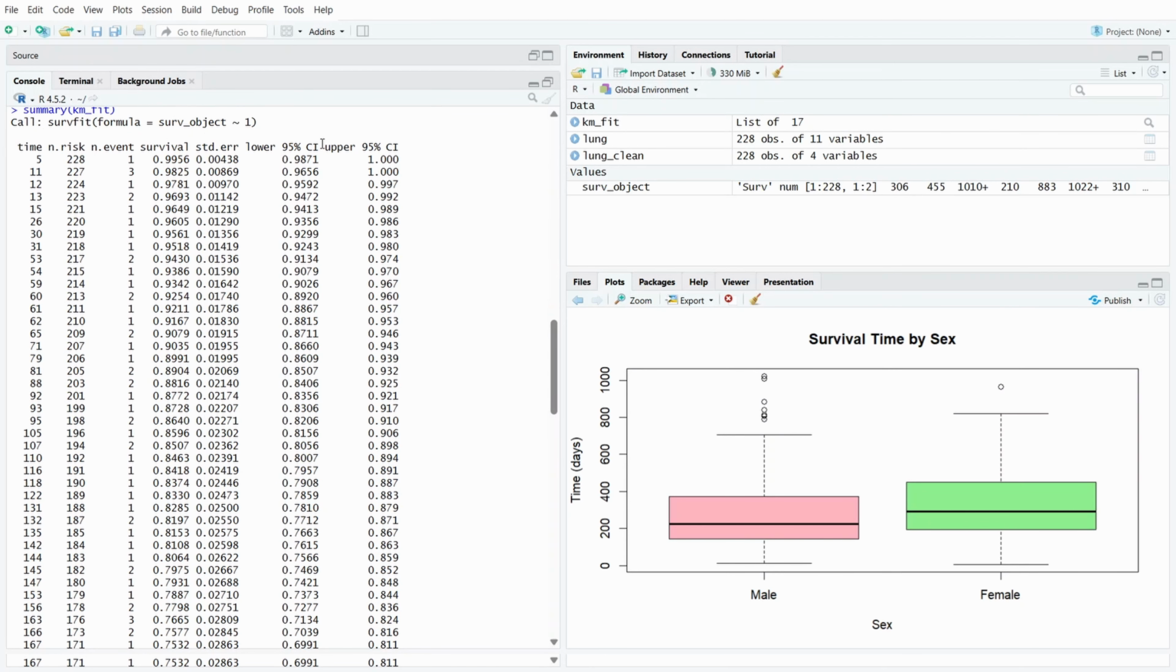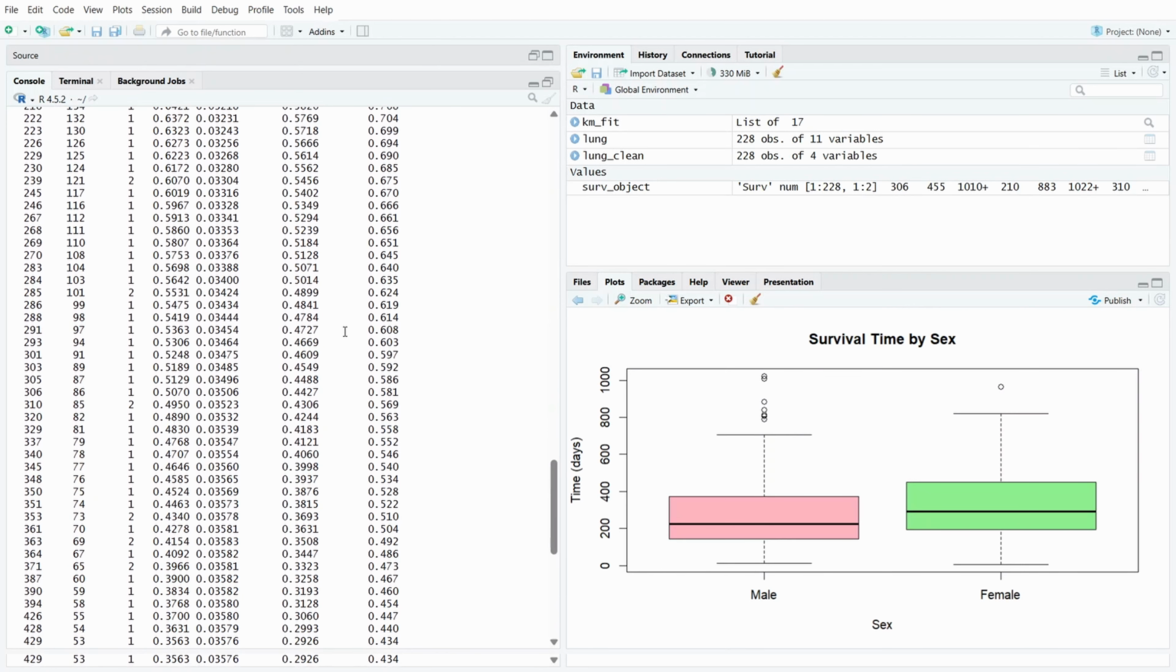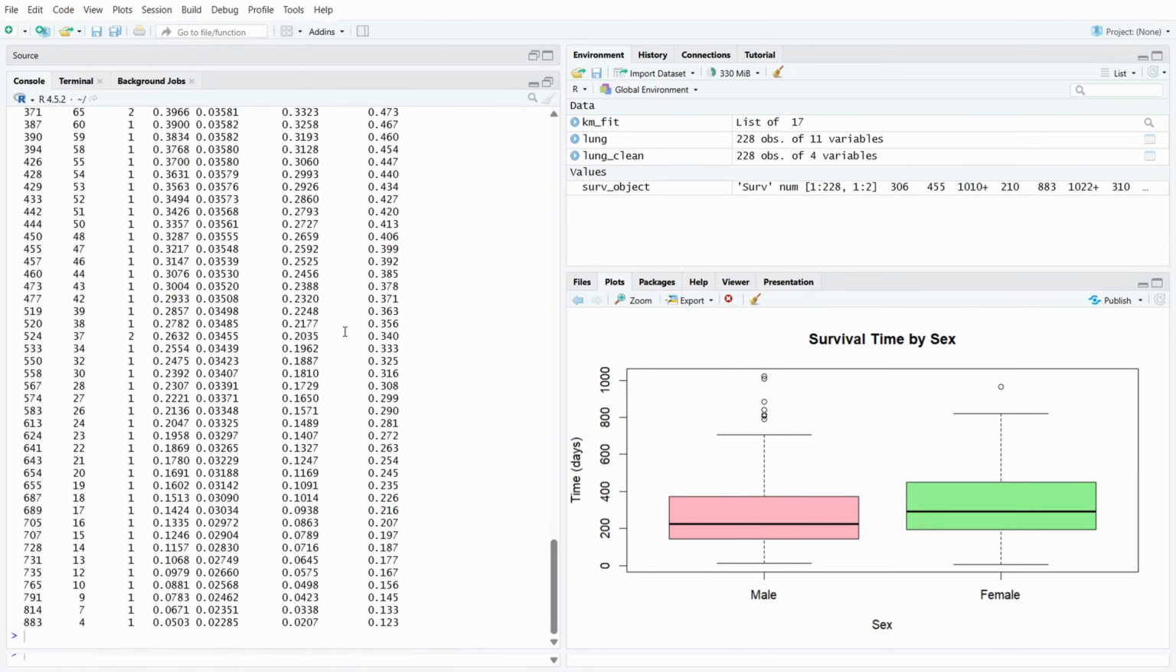Finally, the 95% confidence intervals widen as time goes on. Early in the study, the interval is very tight. Almost everyone is still alive, so we're very certain. But later, when only a small number of patients remain, there's much more uncertainty in the survival estimate.